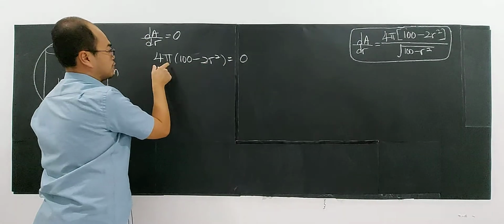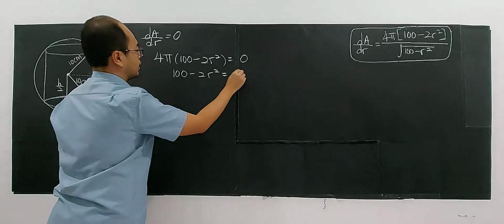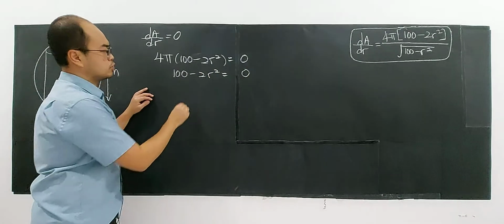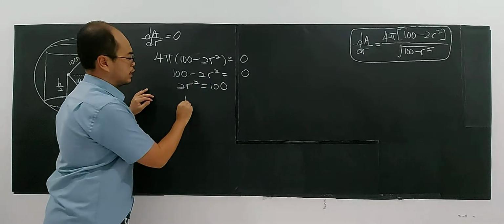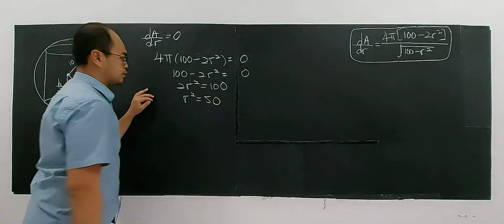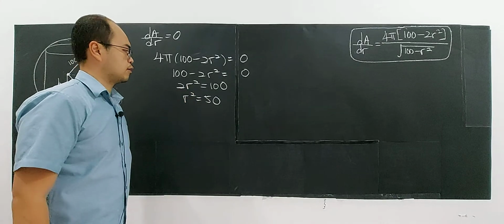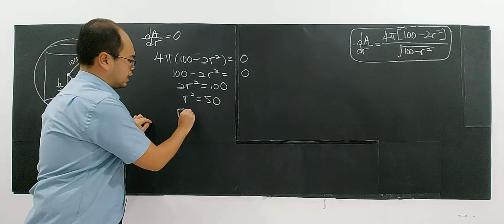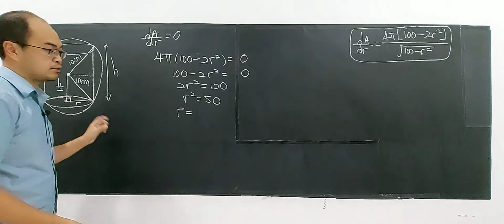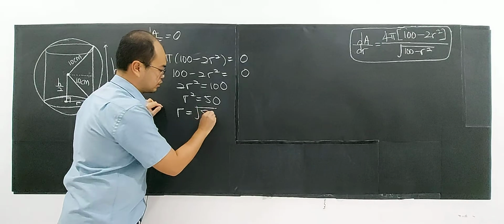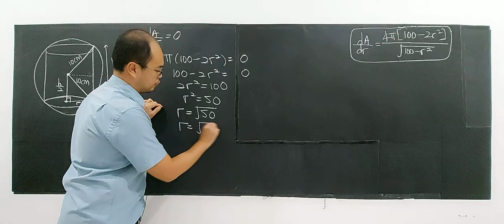So you divide both sides by 4 pi. 4 pi is a constant, it's okay to divide. So 100 minus 2r to the power of 2 equals 0, and 2r to the power of 2 will be equal to 100. And r to the power of 2, of course, is 50, right? So r squared, 100 divided by 2, you have 50. r is positive, so you don't put plus or minus, because it represents a radius. So we only take the positive value. r is the square root of 50.